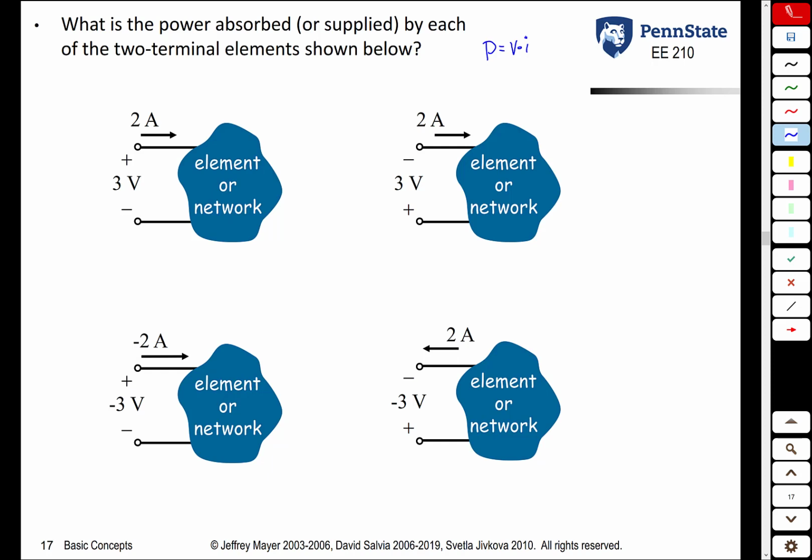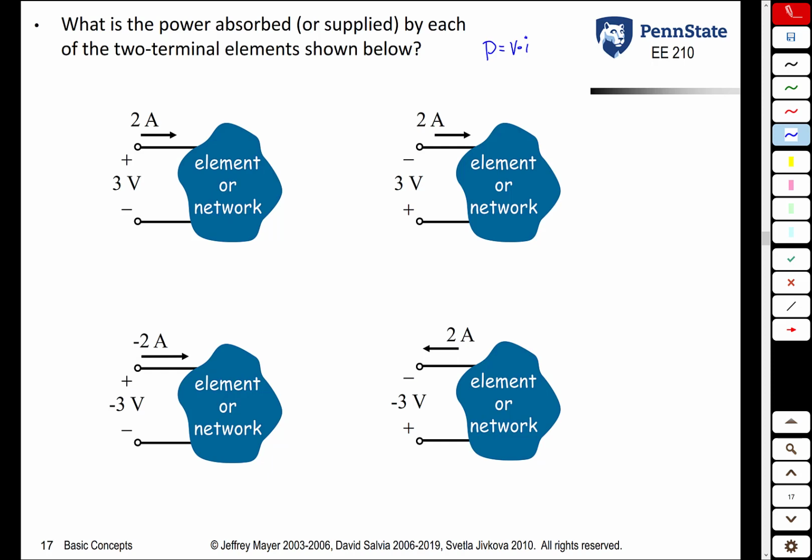So we have these blue blobs. We don't know what they are. Are they resistors, voltage sources, capacitors, speakers, motors? It really doesn't matter. But for each one, we know the voltage and the current associated with that element, and from that we can determine the power.